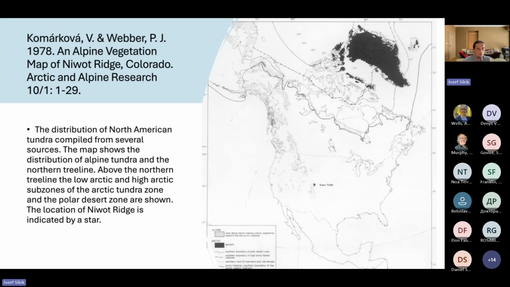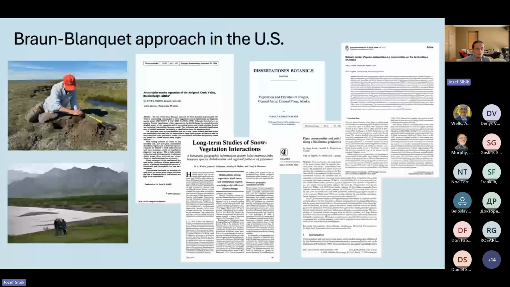Komárková, in her research at the end of the 70s, actually in the year when I was born, did research in the Rocky Mountains and then in Alaska. This light gray area shows the regions where this ecological or syntaxonomical research has been done. And we can also see the distribution of alpine and Arctic tundra on the North American continent. And I will be mainly talking about the Braun-Blanquet approach.